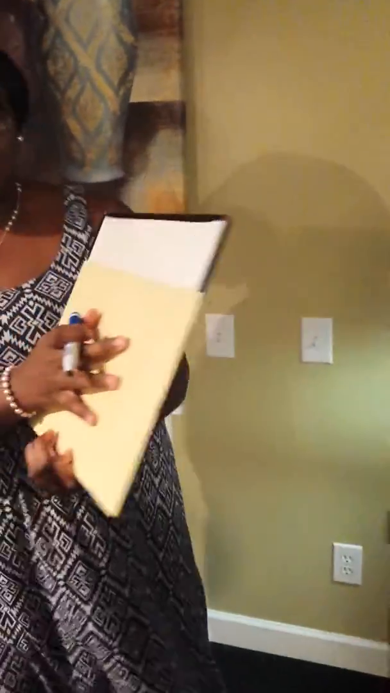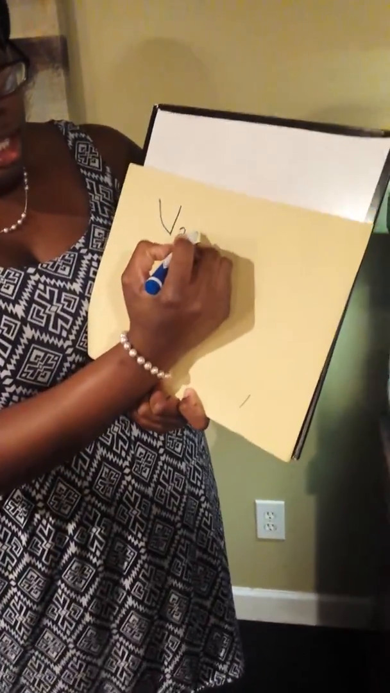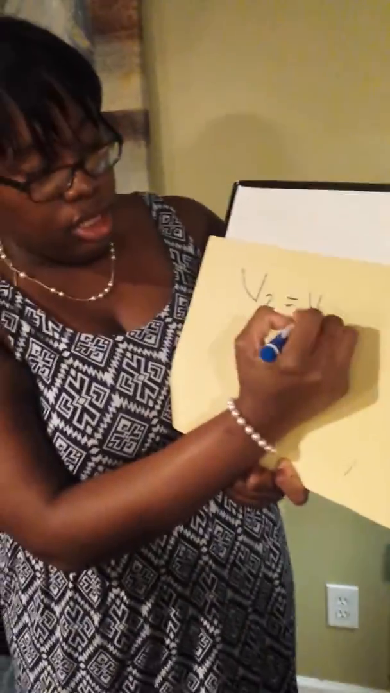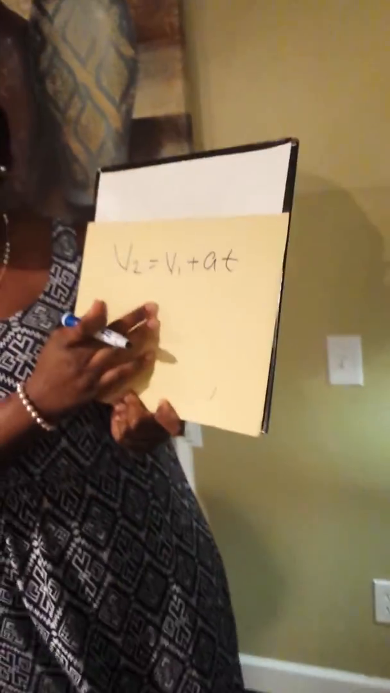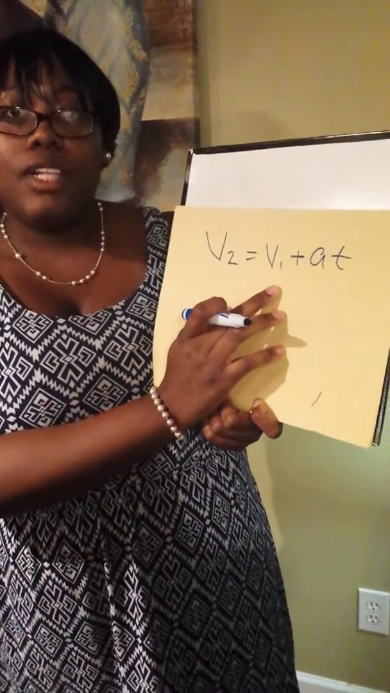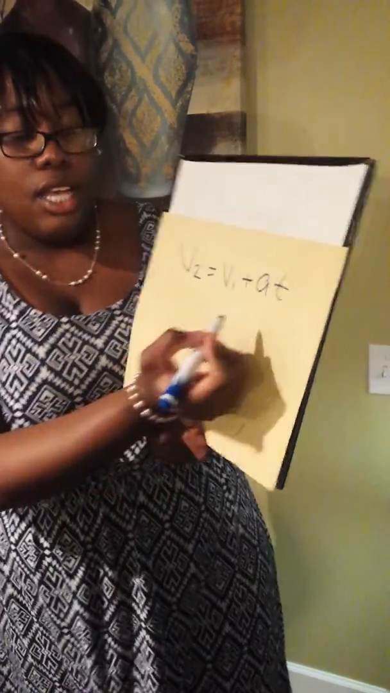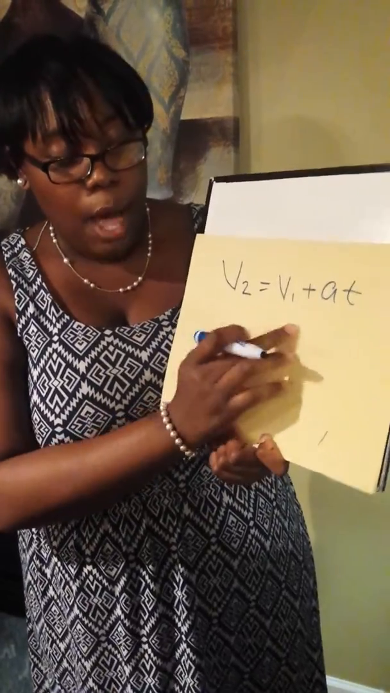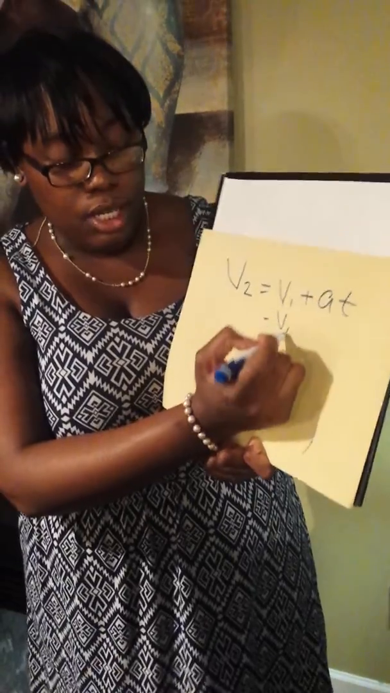And the next one is a little more simple. Alright, so you have your V2, which is your final velocity, equals to your initial velocity, V1, plus AT. So let's say I wanted to solve for A again. So you would do, again, the opposite operation of your V. So this is a positive V, so you do the opposite. So you'll subtract V1 from both sides.